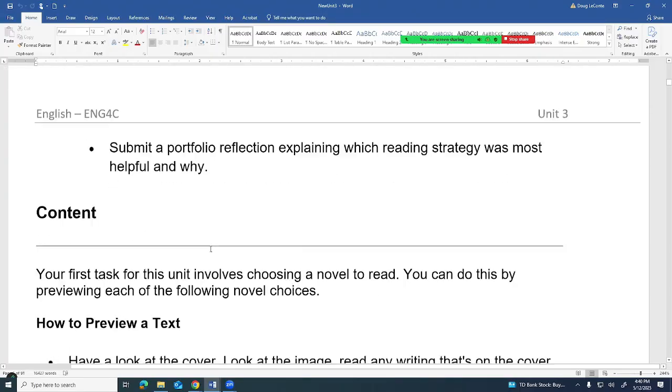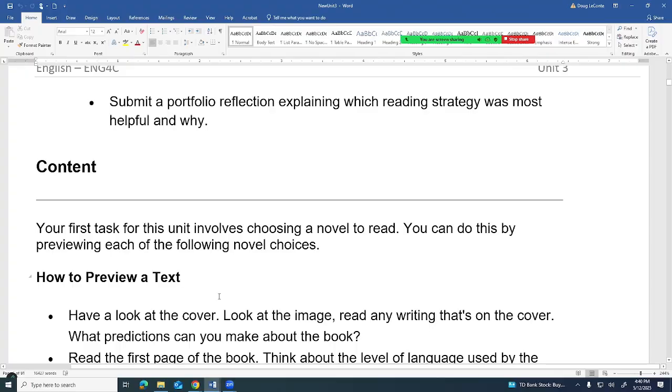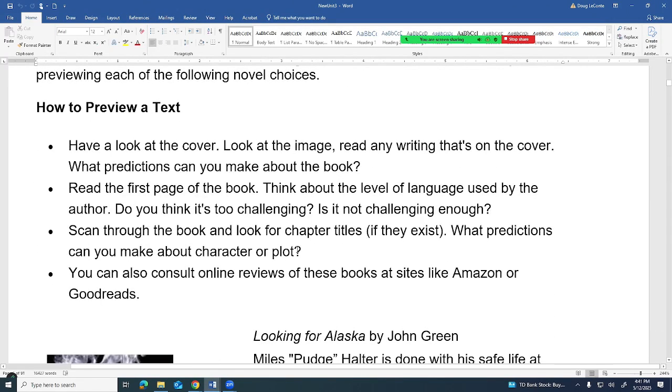So, the first thing we are going to look at then is on page 5. Your first task for this course involves choosing a novel to read. You can do this by previewing each of the following novel choices. We did cover this earlier on, but how to preview a text? Have a look at the cover, look at the image. Usually there's a picture there. Read any writing that's on the cover. What predictions can you make about the book?